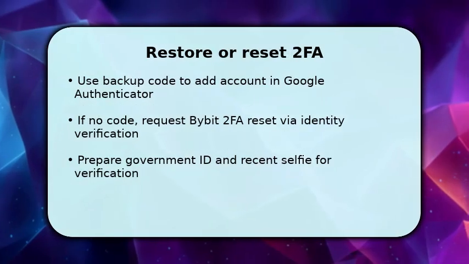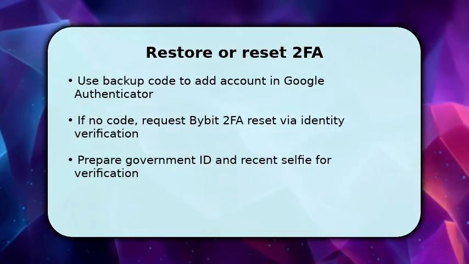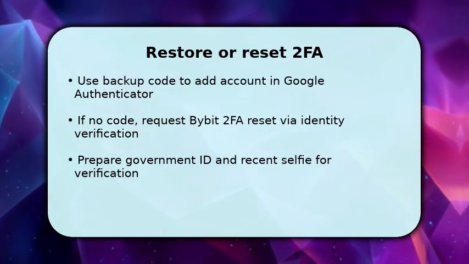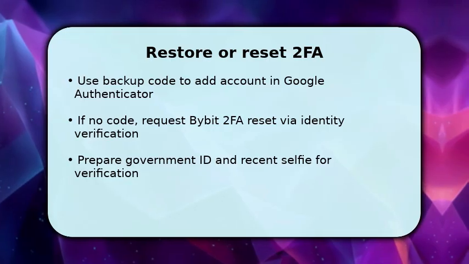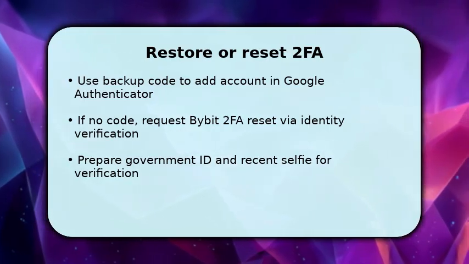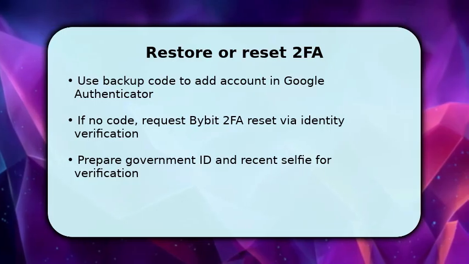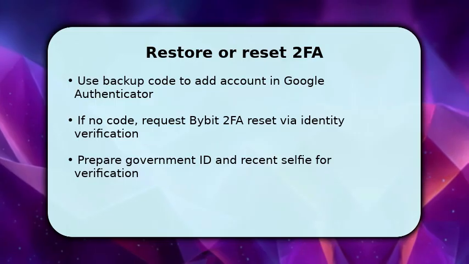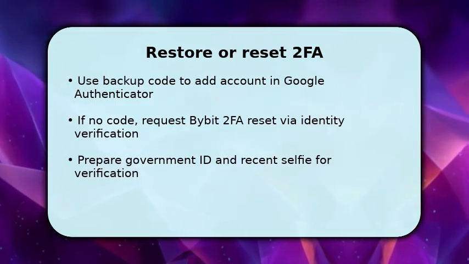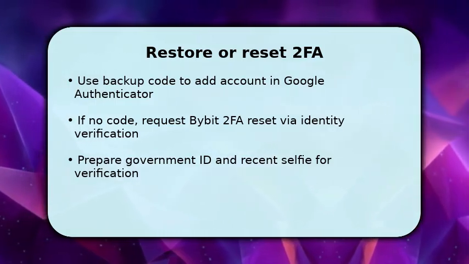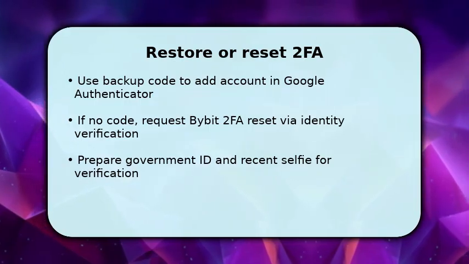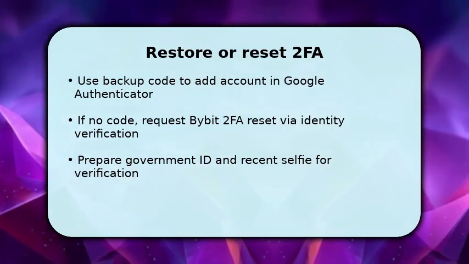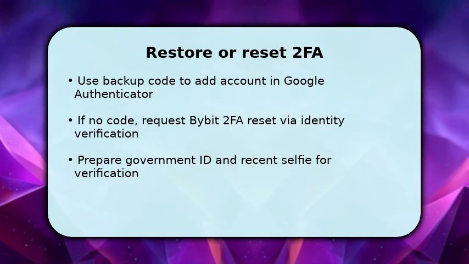If you have the backup code, open Google Authenticator and choose Add Account, enter the secret or scan the QR from Bybit to resync codes. This restores login tokens immediately. If the backup is lost, request a 2FA reset in Bybit security. You'll be guided through identity verification. Provide clear photos of your government ID and a recent selfie holding the ID. This proves ownership. Make sure to follow on-screen cropping instructions and keep your phone stable while submitting documents.